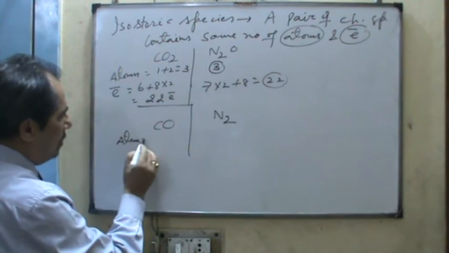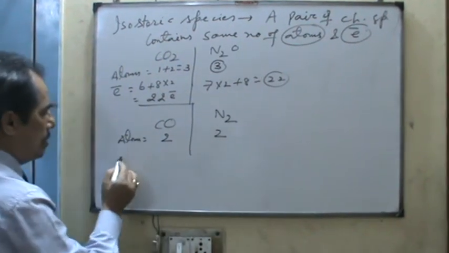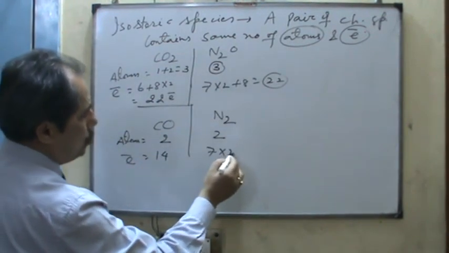One is the carbon and the oxygen. 2 atoms, carbon monoxide. Here 2 atoms. But what about the electrons? 6 plus 8, 14. 7 into 2, 14.